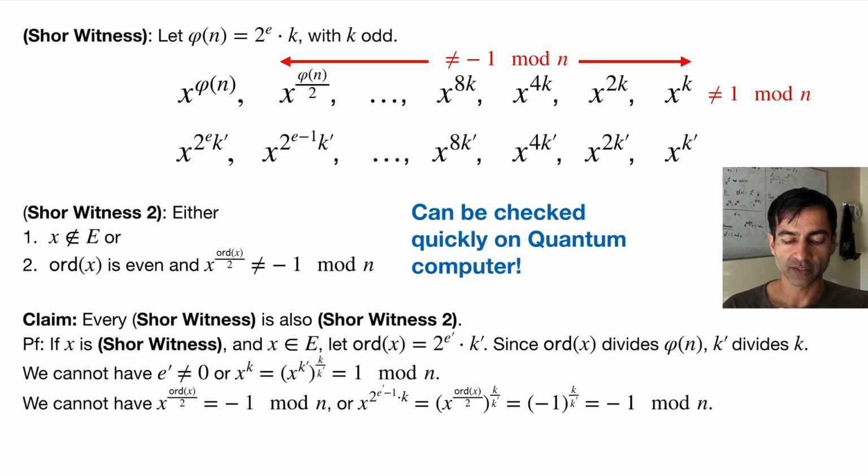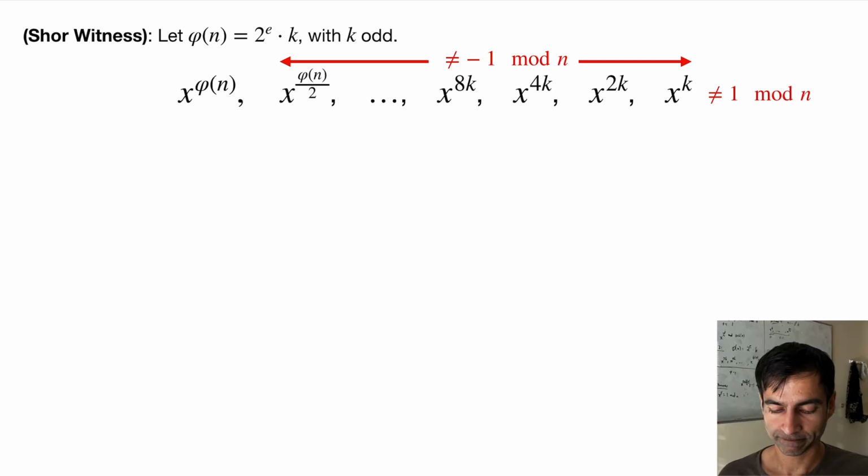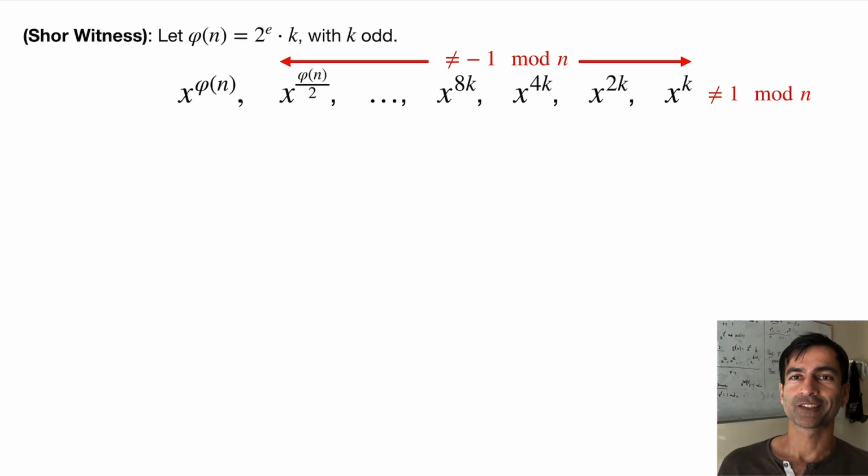All right, so every witness of this type is a witness of the second type. And the second criterion is easy to check on a quantum computer. So that gives you, as I will suggest in a second, a quantum algorithm for factoring, which we will discuss. But there's one more witness I want to talk about, which is inspired again by this witness.